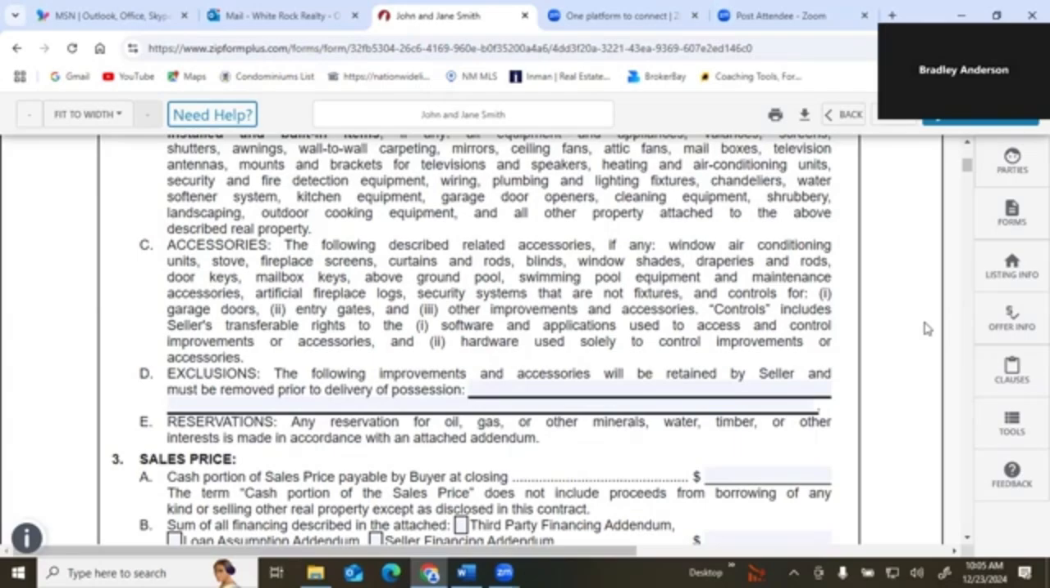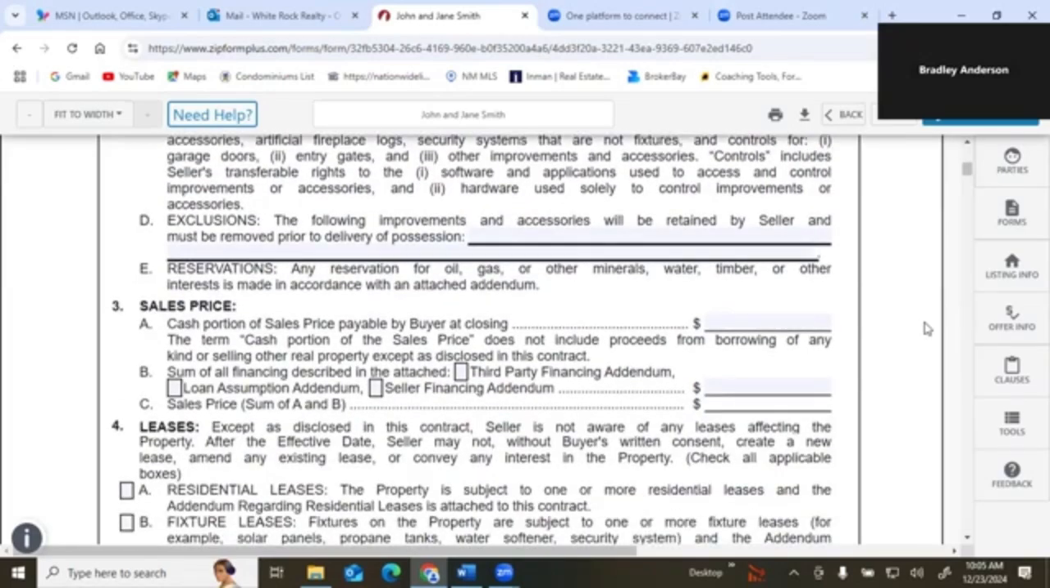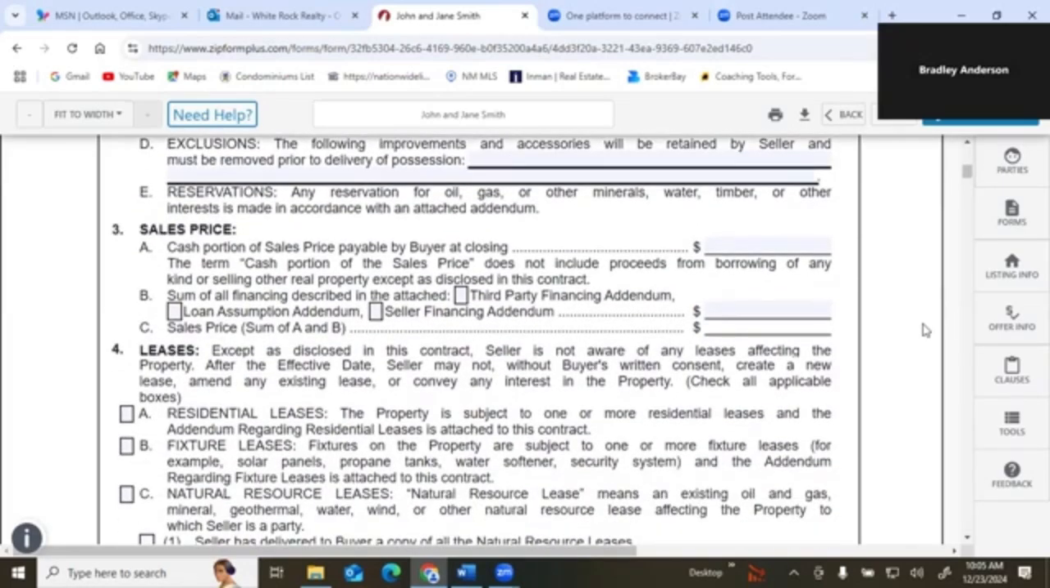So if it's all disclosed that, hey, I'm taking that Ring doorbell or I'm taking that TV mount, that's fine. But they have to fill in the holes for the wall mount, and they have to replace the Ring doorbell with a doorbell. You can't just leave wires hanging out there. All right, so just to set expectations for your buyer on what's appropriate.